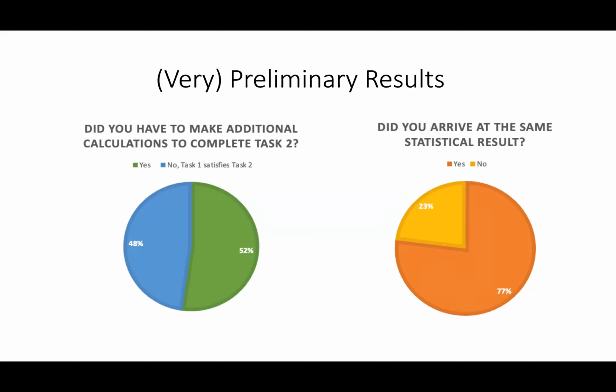So for task two, we narrowed down their question to be in line with the original paper's narrower scope. And there, we checked whether they come up with the same statistical results or not. The picture is very similar. It's about one quarter not in line. Again, I emphasize these are very preliminary results. We'll complete the data collection, basically an analytics collection, within weeks, and we will try to write it up in the summer.